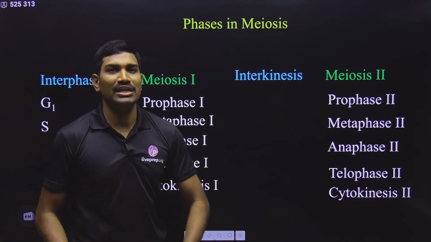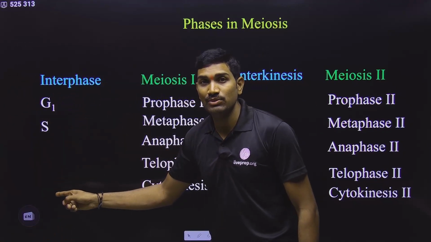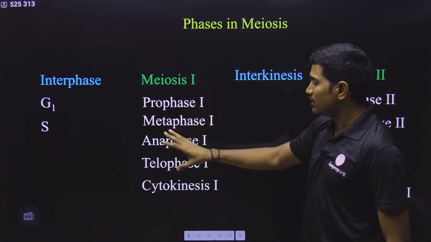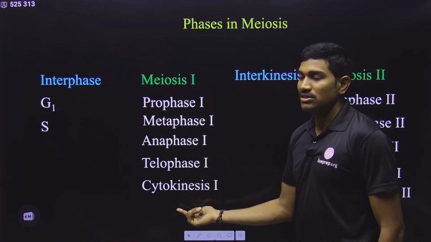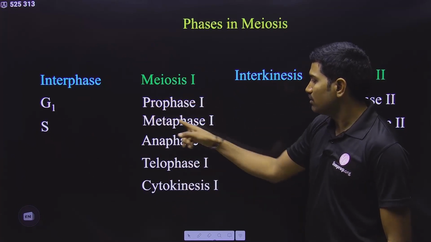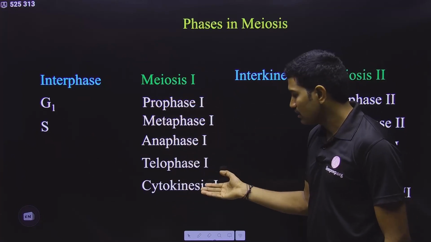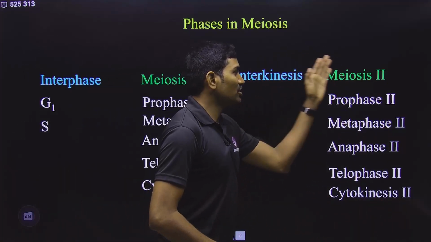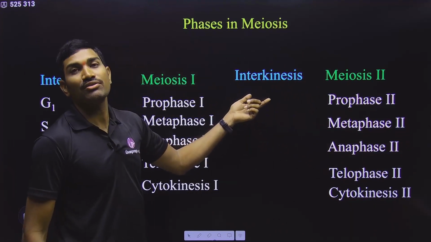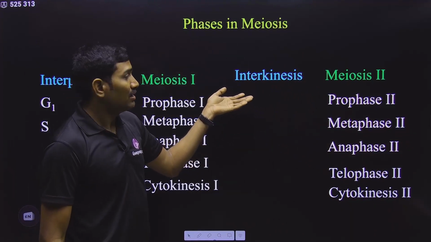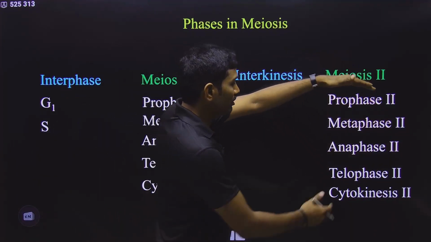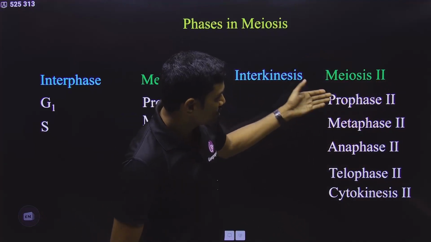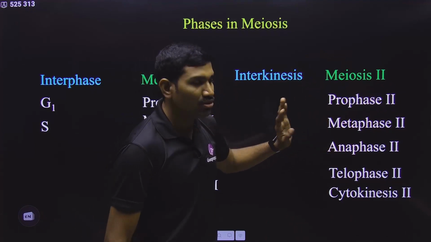Now here also there is an interphase, but in this interphase G2 is absent. That's why G1 and S are present. After S, meiosis 1 will begin. In meiosis 1 there is karyokinesis 1 and cytokinesis 1. In karyokinesis 1, prophase 1, metaphase 1, anaphase 1, telophase 1, and then cytokinesis 1. With this, meiosis 1 is completed. Between meiosis 1 and meiosis 2, there is a short phase called interkinesis. After this, meiosis 2 will begin. In meiosis 2 also, karyokinesis 2 and cytokinesis 2 are there. Within karyokinesis 2, prophase 2, metaphase 2, anaphase 2, telophase 2.